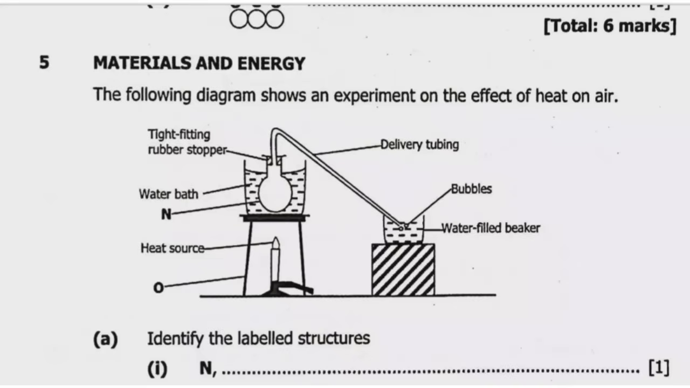Basically, before we go ahead and answer the questions that follow, let's identify the parts that are labeled N and O. So this is a setup. We can look at N, we can see that it's pointing to the apparatus that is inside. Sorry, my drawings are not that good. So what is the name of this apparatus, the one I've drawn in blue?